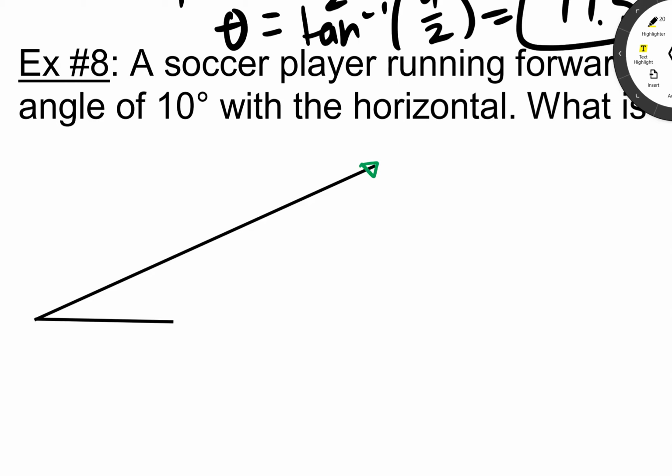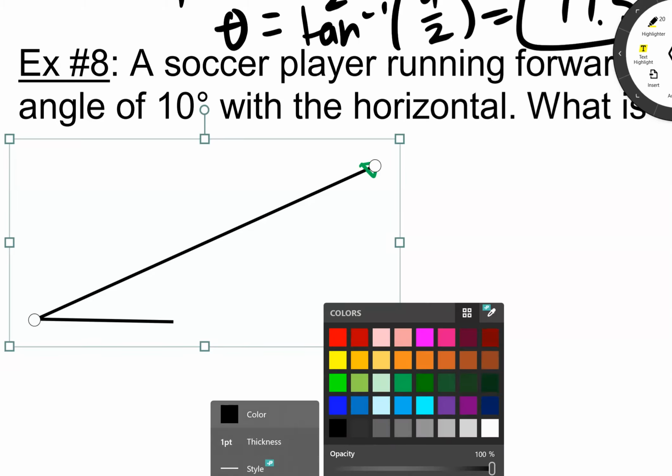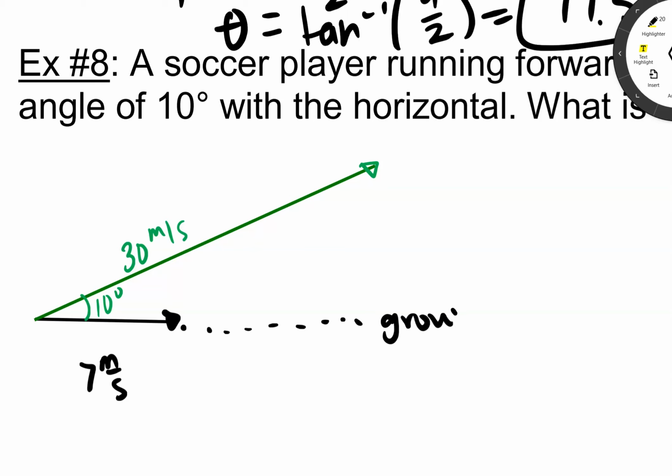So I have one vector, and let's have it be green. So this is my first vector. This is going to be 30 meters per second, at an angle of 10 degrees with the horizontal. My other vector was my soccer player running forward at 7 meters per second, and this is along the ground, so the player is at an angle of 0 degrees. Okay, so we want the resultant speed and direction.